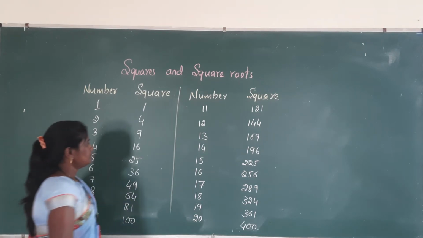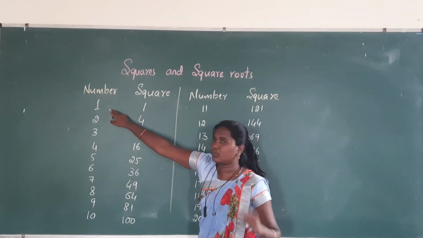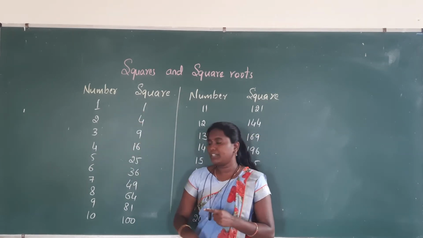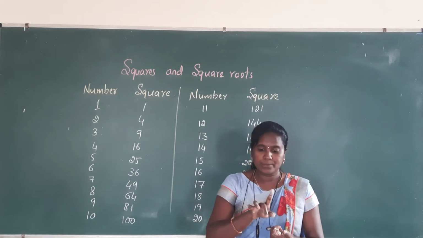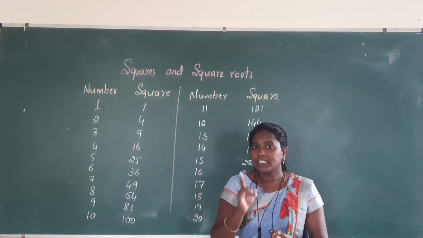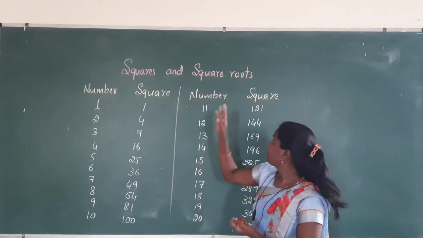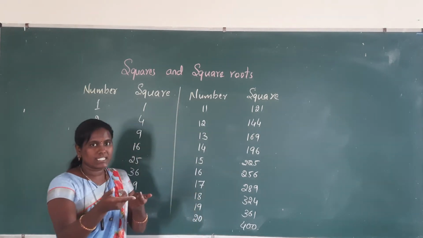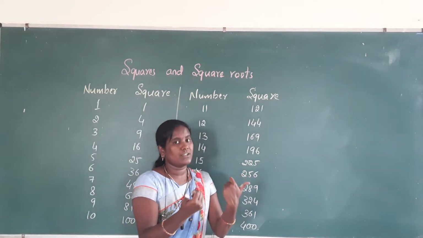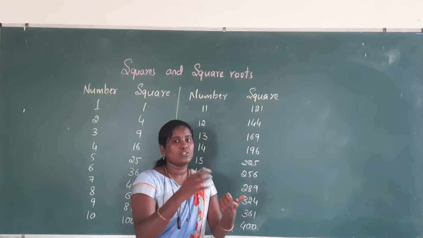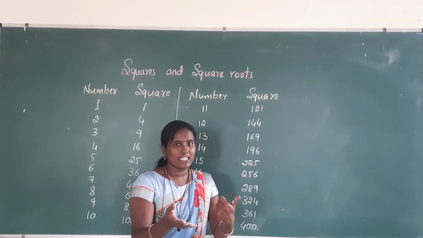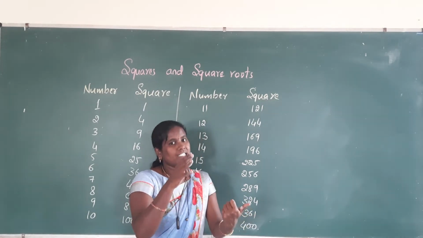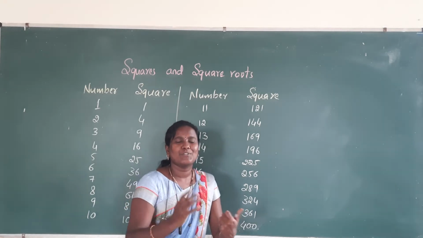So now, the square of 1 is 1, 2 is 4, 3 is 9, 4 is 16, 5 is 25, 6 is 36, 7 is 49, 8 is 64, 9 is 81, 10 is 100. Then 11 is 121, 12 is 144, 13 is 169, 14 is 196, 15 is 225, 16 is 256, 17 is 289, 18 is 324, 19 is 361, then 20 is 400.